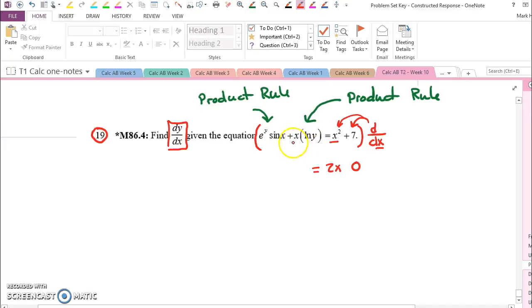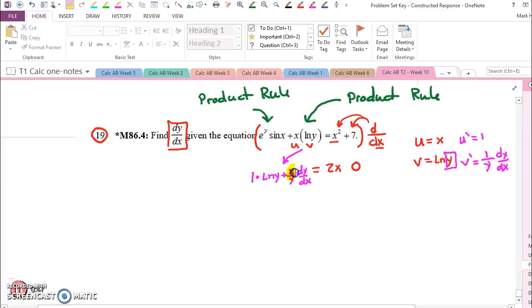The first one will be x ln of y, so we have a u and a v. The derivative of v is the hard part. Ln of y would be 1 over y. But then because I'm differentiating with respect to x, and this is y, I have my dy/dx term. So now I'll put that together. You'll notice I took the shortcut of combining 1 over y times my u, which was x. That's where that term comes from.